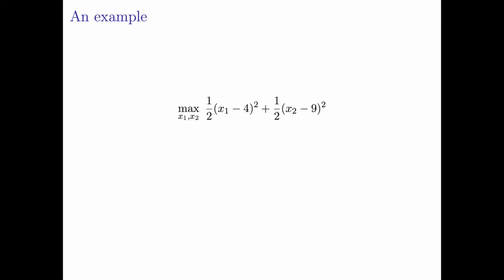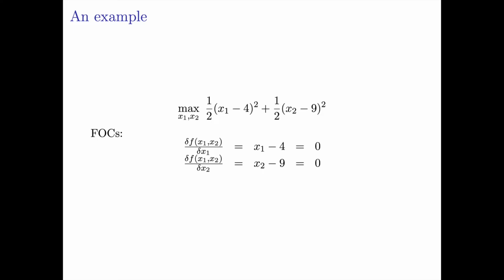Let's do an example. Here's our function that we're trying to maximize. It's a function of two variables, x1 and x2. It's 1/2 times (x1 minus 4) squared plus 1/2 times (x2 minus 9) squared. So we want to choose x1 and x2 that give us the highest value for this. What are our first order conditions? Remember, the first order conditions are the partial derivatives with respect to each of the variables.